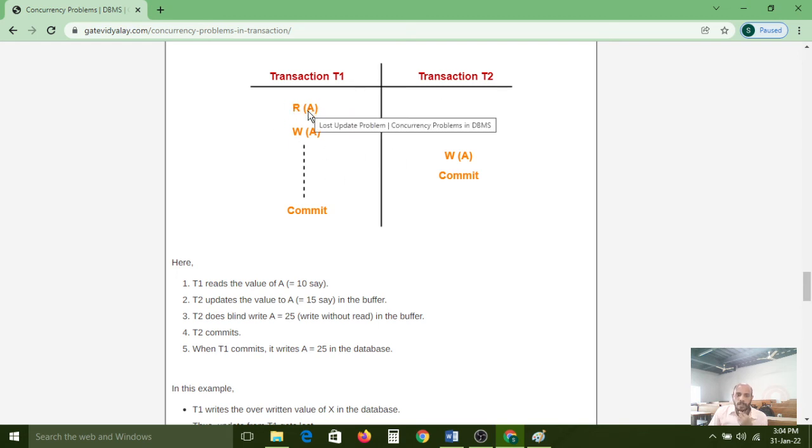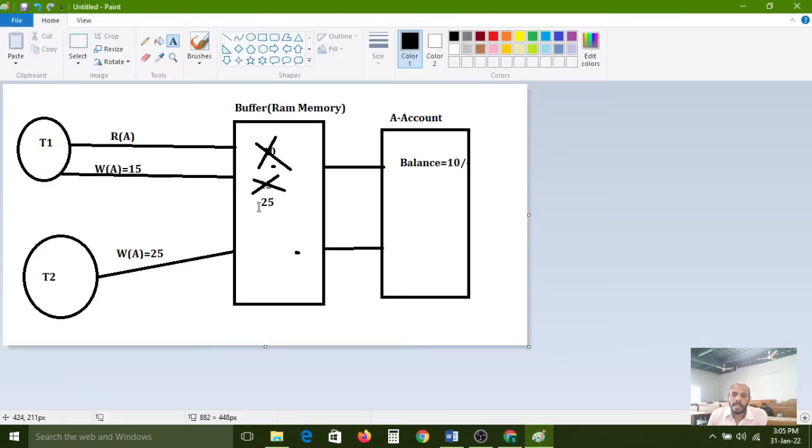Here, while doing the reading operation of account A, transaction 2 has not performed anything, but it is initialized with the same database. Here the write operation is performed, but before the commit by transaction 1, T2 has been involved immediately. So in between this space, T2 performs the write operation and commit operation. That's why the data has been updated from 15 to 25.